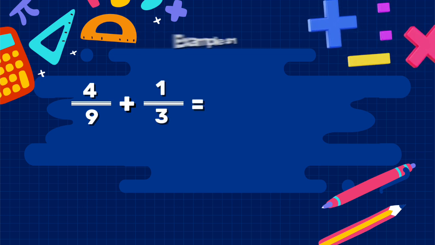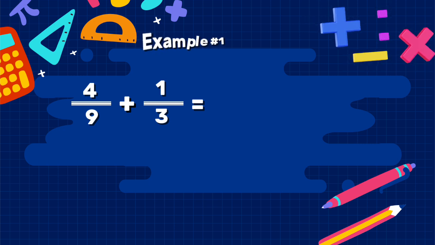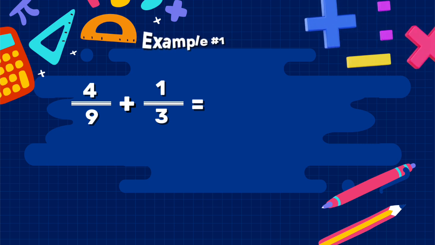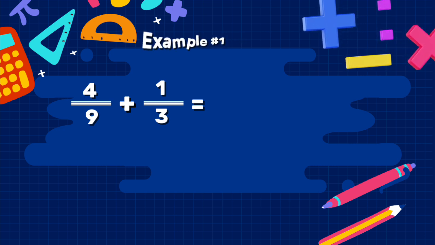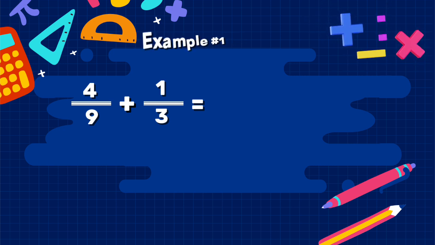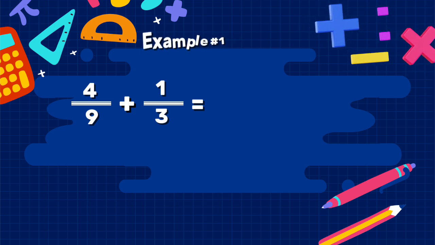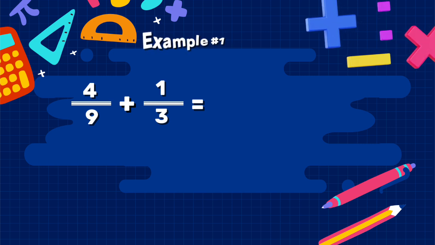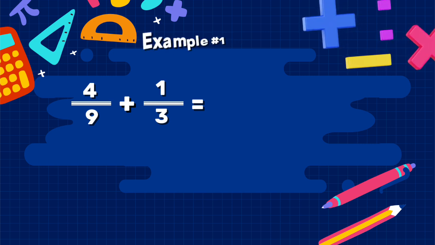Now, when we add fractions, we need a common denominator. In other words, the bottom numbers need to be the same in order to add. For number 1, we have a 9 and a 3. So obviously, we don't have a common denominator to start with. So we can't add.